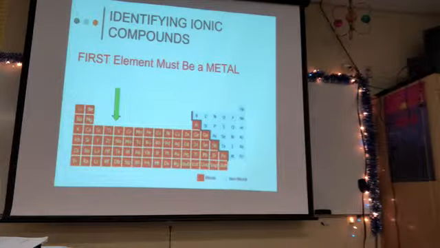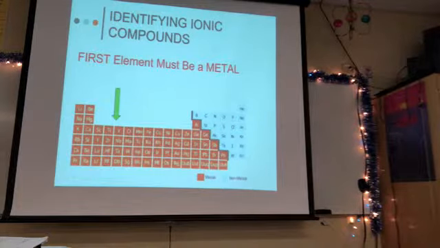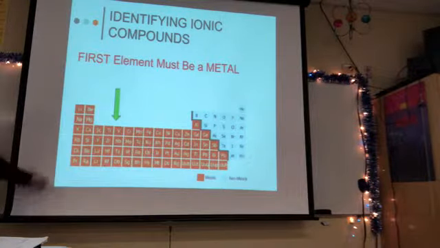Okay, so first we're going to name ionic compounds. We have ionic compounds and covalent compounds we're going to name. We're going to start with ionic. But before you can name an ionic compound, you have to know if it is an ionic compound. So how do you know if you have an ionic compound?